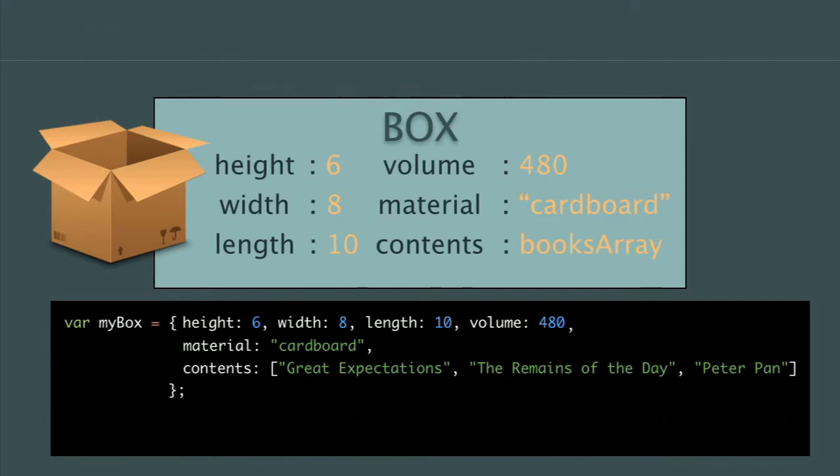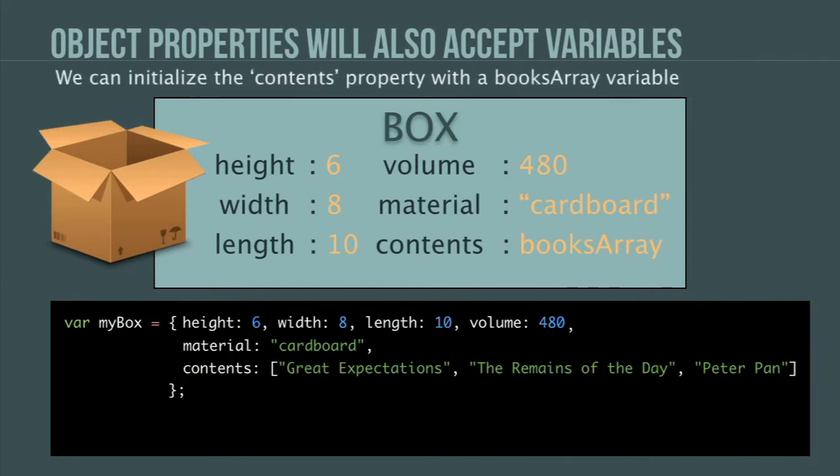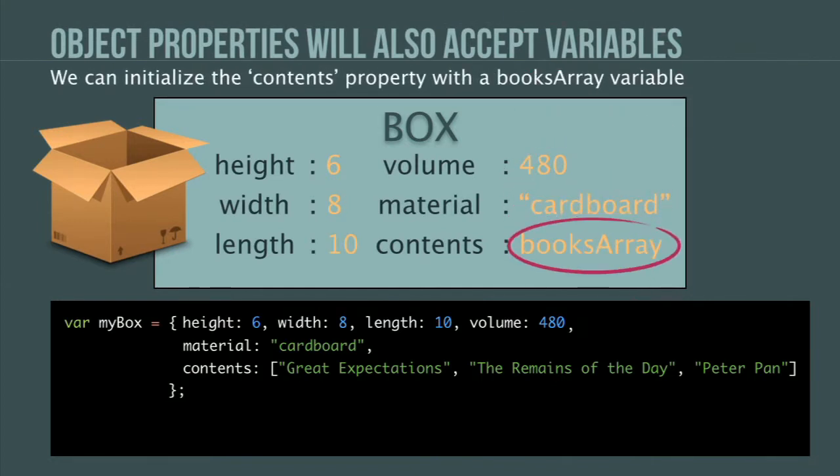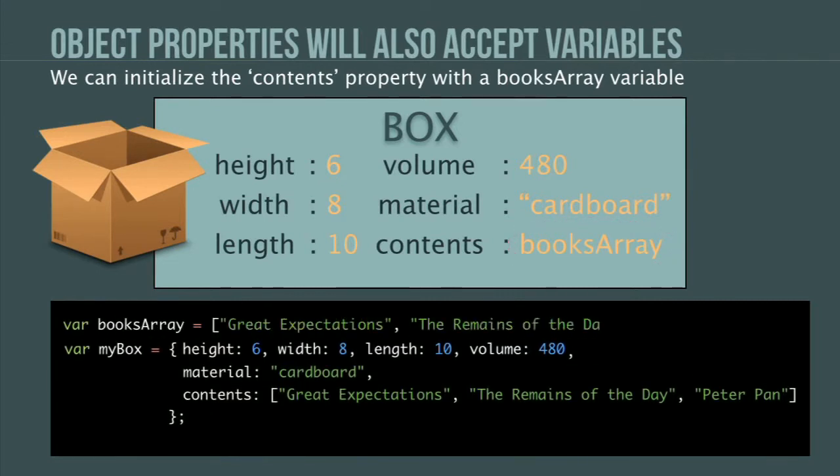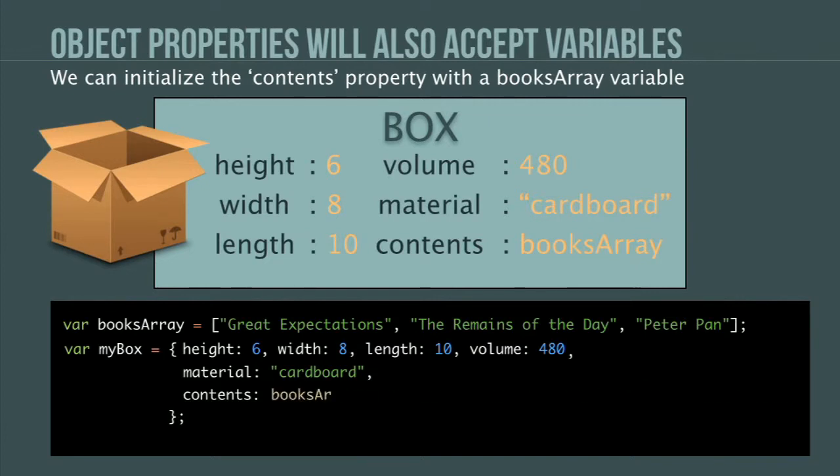A cool thing about objects, especially when you initialize them, is that they will accept variables. So if instead we didn't want to put the contents as an array inside the myBox, we could build the array outside the object and then just pass in the variable that holds that array. Now we've got a reference to the books array inside MyBox.